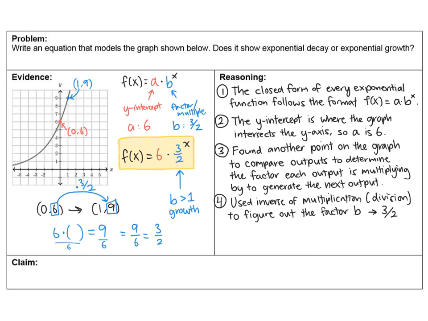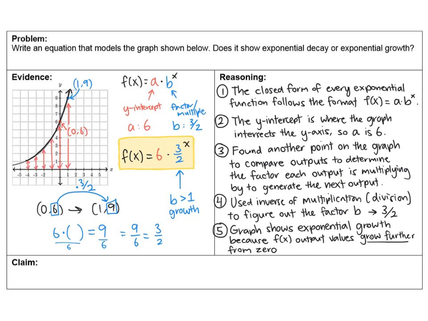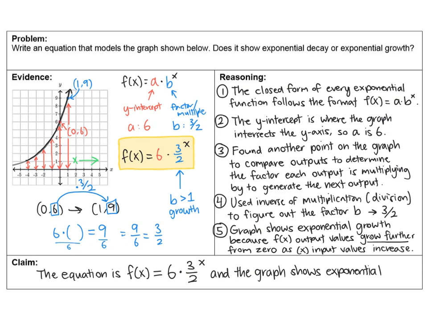You can also tell that this graph is showing exponential growth because the line is getting farther and farther away from 0 as your input values increase. Therefore, my claim is that the equation that models the graph is f of x equals 6 times 3 halves to the x power, and this graph shows exponential growth.